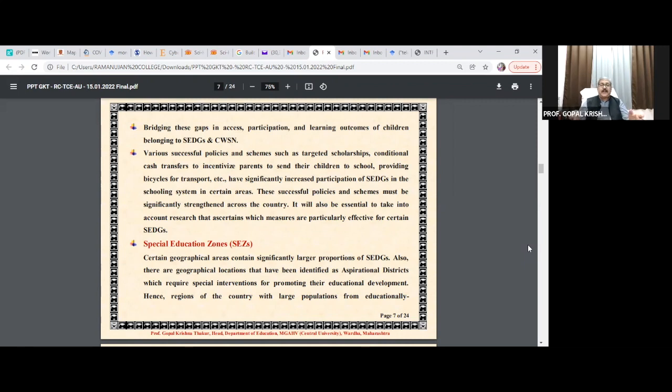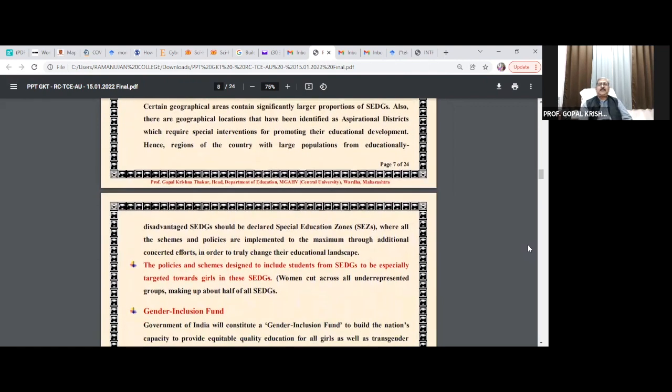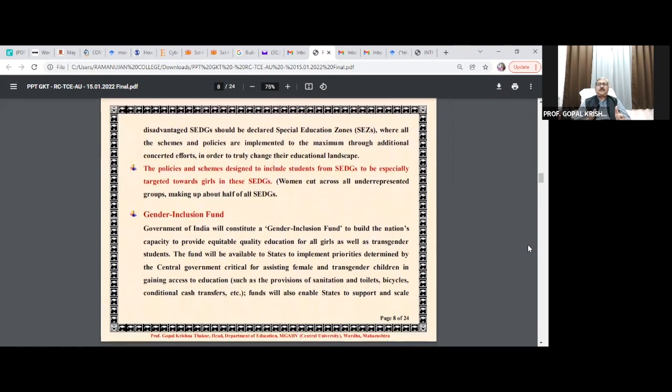We know certain geographic areas contain significantly larger populations of socio-economically disadvantaged groups. Also, there are geographical locations that have been identified as aspirational districts, where reaching out with facilities or resources is very difficult. And the regions of the country with a large population of educationally disadvantaged groups should be declared special education zones. This is what this new education policy promises, assures: that such areas where the majority of people are from socio-economically disadvantaged groups will be identified and declared special education zones.